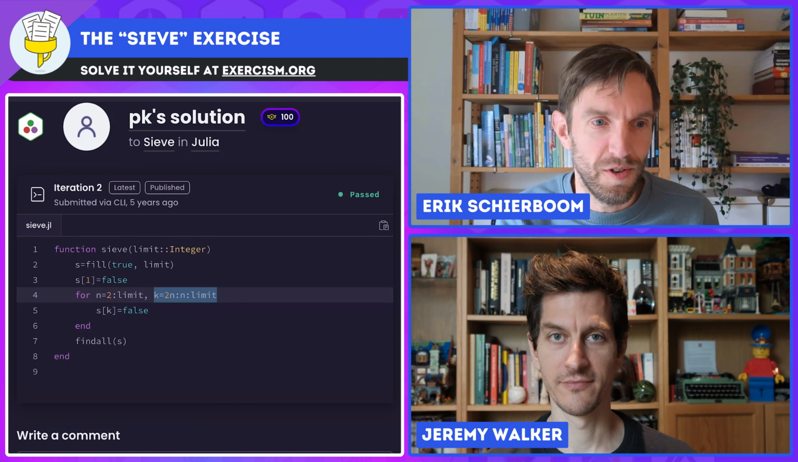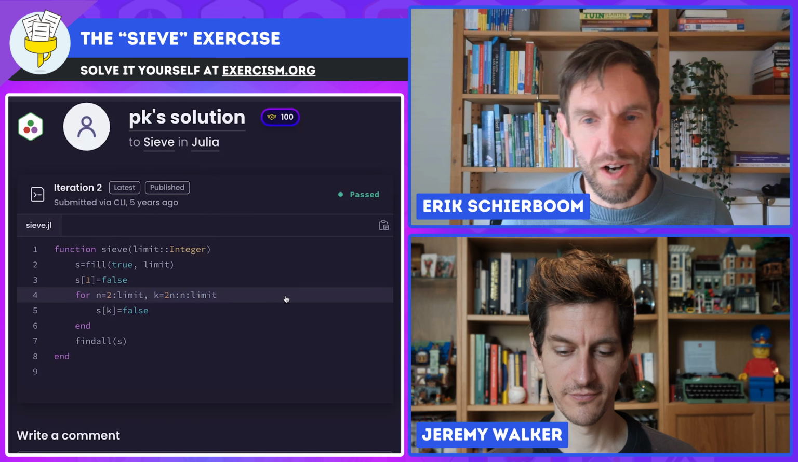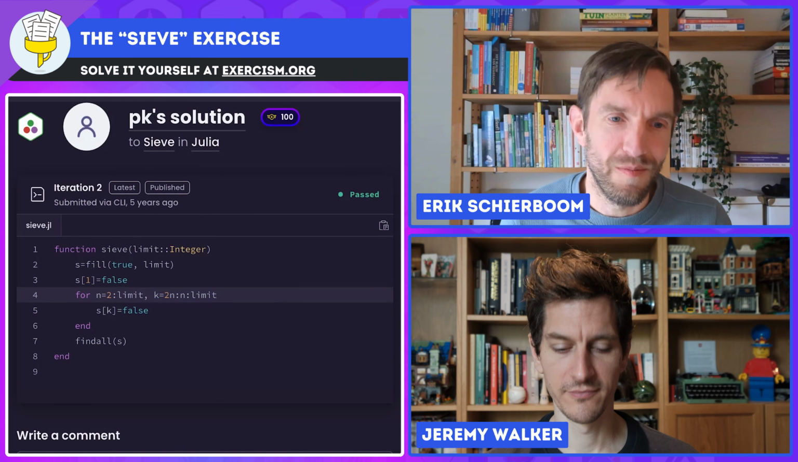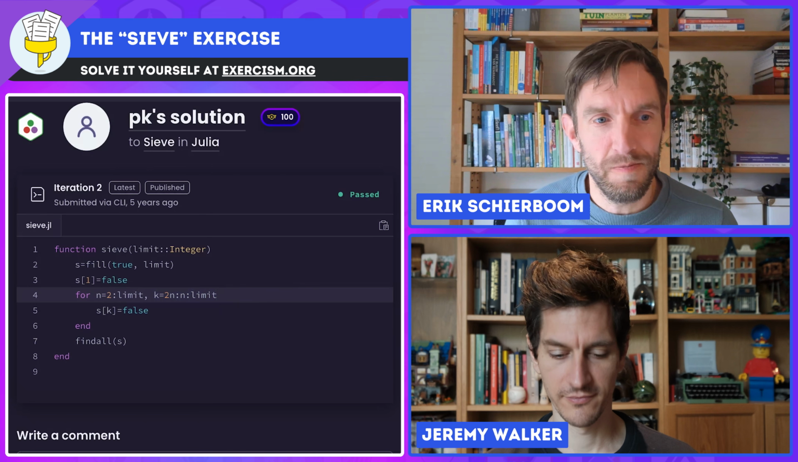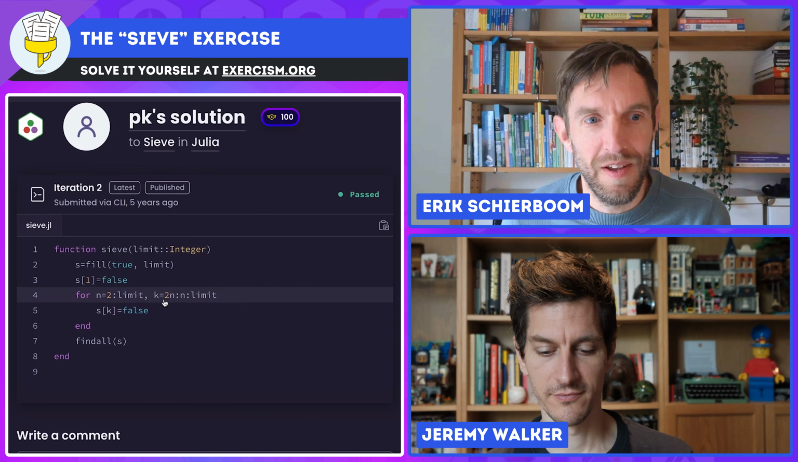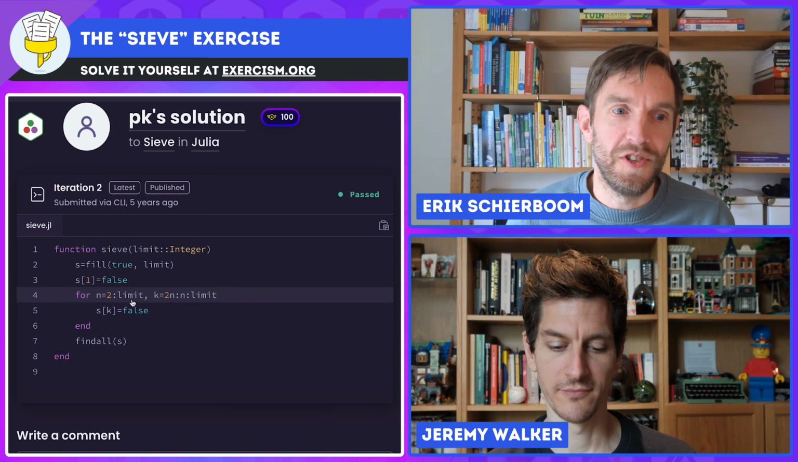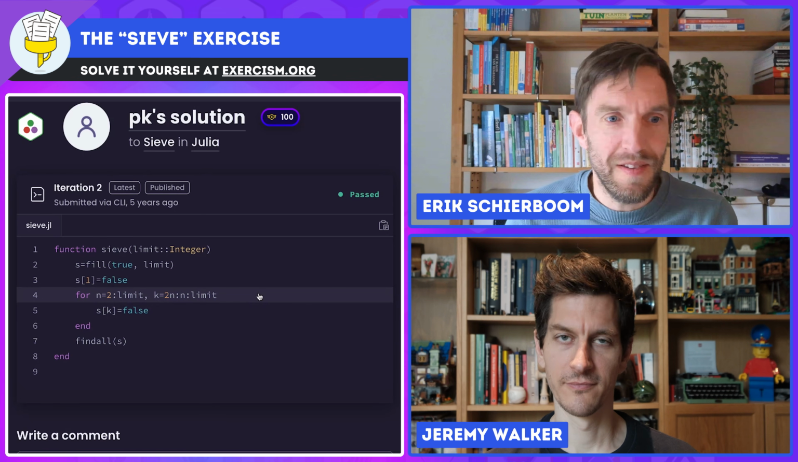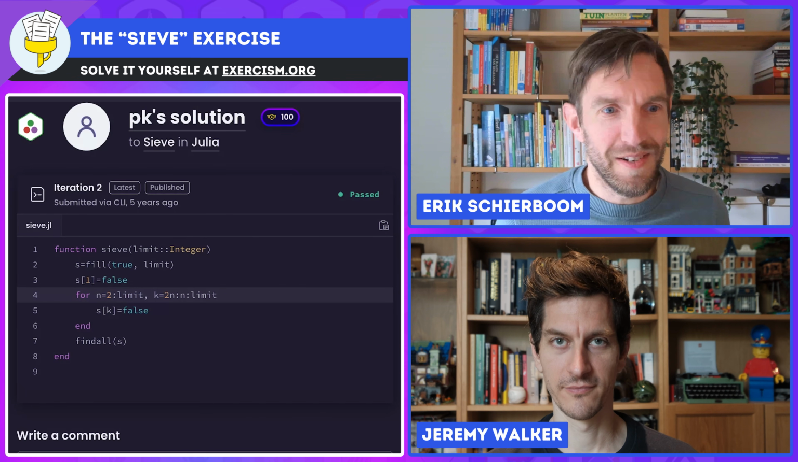So the start of n is 2. And then it will iterate through all the k values. So that starts off at 2n and then increment by n. So you can see that this range notation, where it says k is 2n colon n colon limit. So that's basically the same as for j is 2n, and then j less than or equal to limit, j plus equals n. But in a very, very succinct way.